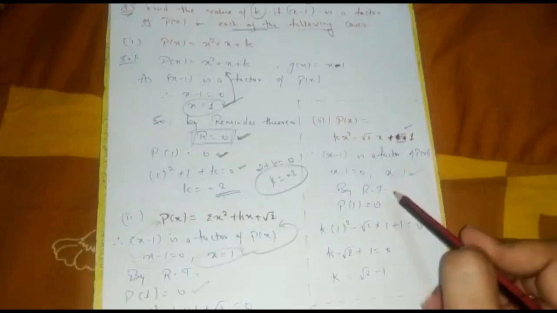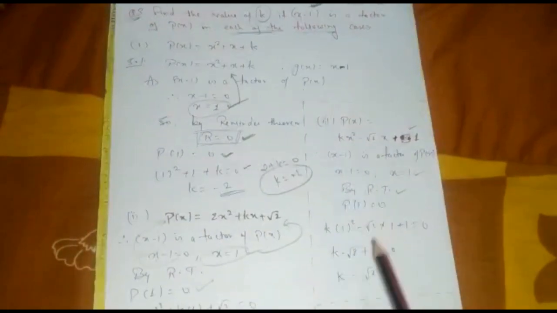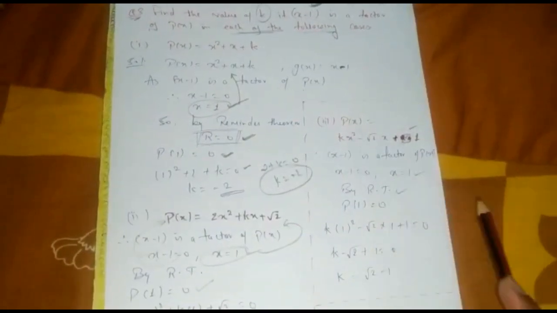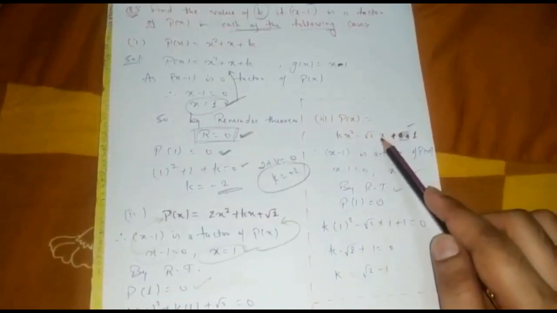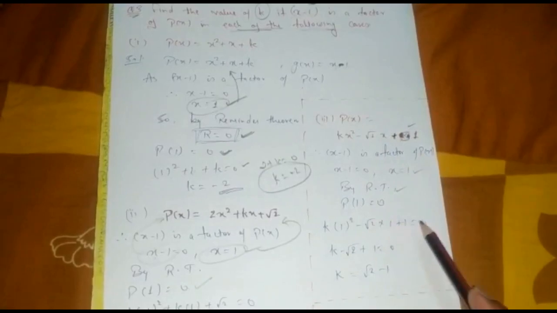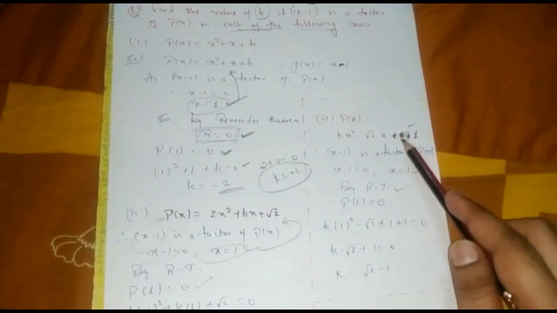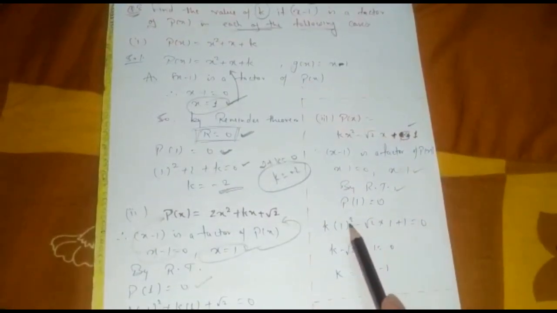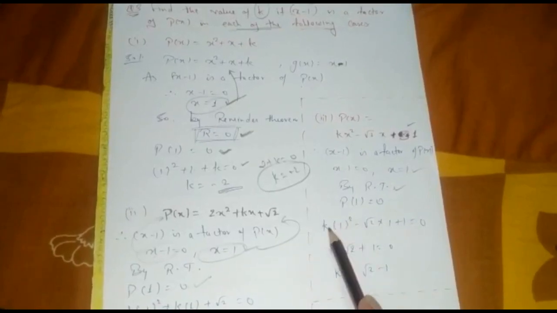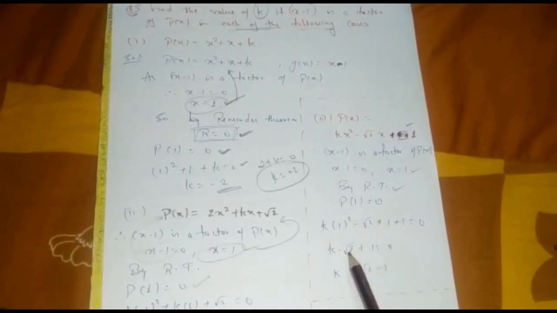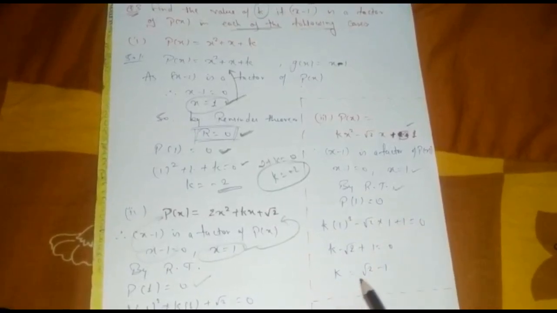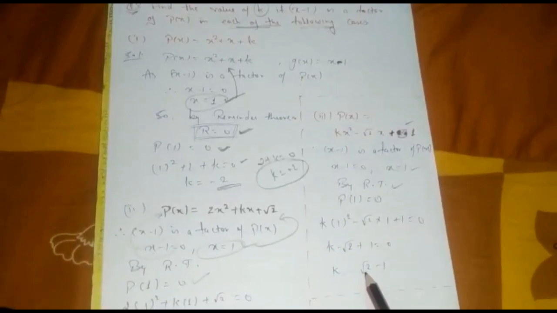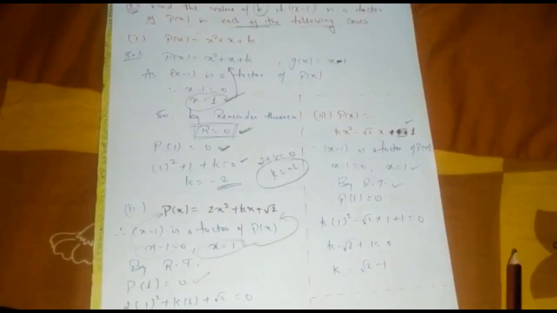Again, this is by the remainder theorem. In place of x we put what? k into 1 square minus root 2, in place of x we put again 1, and plus 1 will be equal to 0. Square of 1 is again 1, into k is k, root 2 into 1 is minus root 2, plus 1 will be equal to 0. So k is equal to, when we transfer this to RHS, root 2 minus 1.